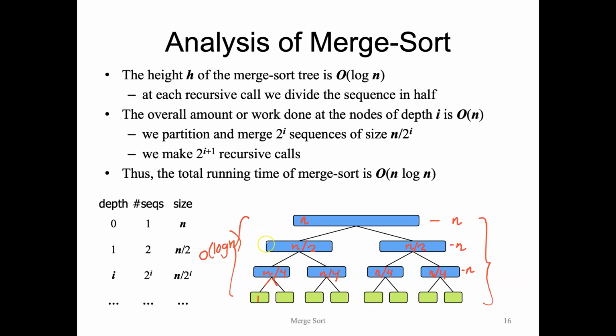So our total running time for merge sort is how much time we spend at each level, which is n, times how many levels we have, which is log n. So merge sort runs in big O n log n time. So let's see how this compares to the other sorting algorithms that you've seen so far.